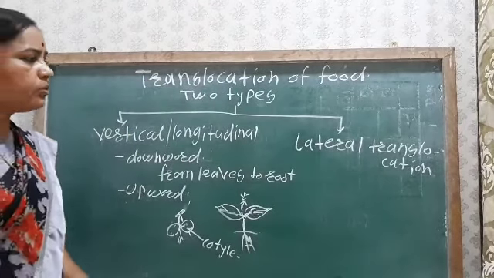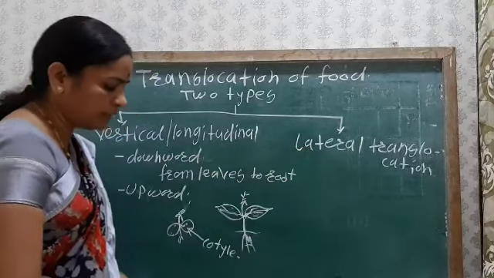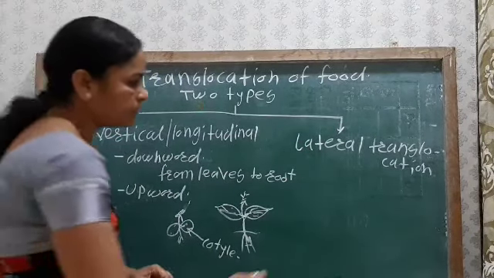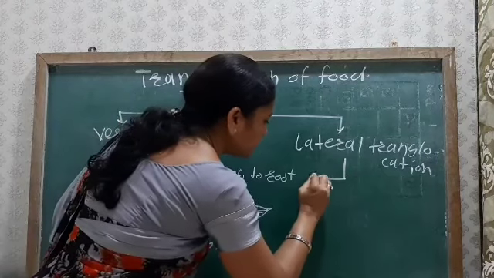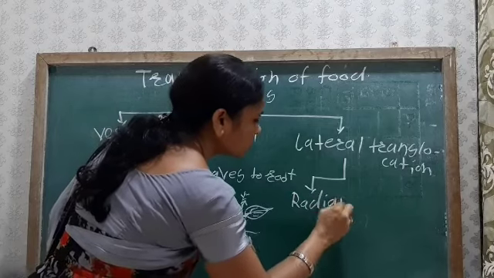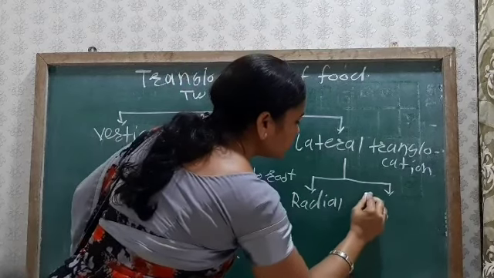Okay, so if we see the lateral translocation, there are two types: one is the radial and another is the tangential.